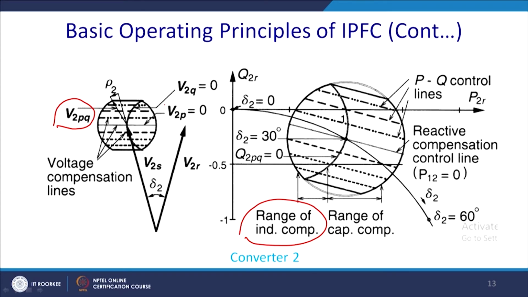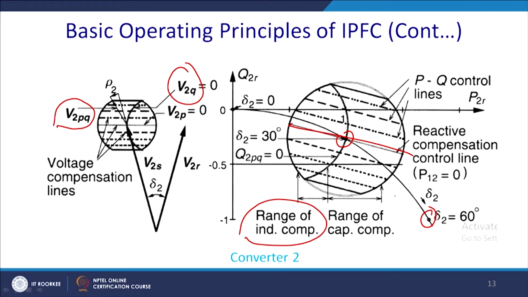So, basically you will have a cylinder kind of thing, and these lines essentially are the voltage line compensations. This line corresponds to no exchange of real power between the two converters, V2Q is 0, and this line corresponds again to no exchange of real power, V2P is 0. So, ultimately you are operating here, and these are the PQ lines, where this line corresponds to no exchange of real power, and this is the inductive region, and this is the capacitive region.